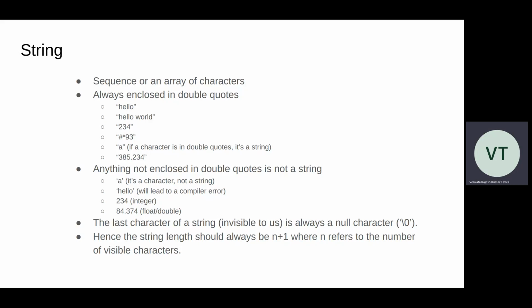Okay. So strings should always be enclosed in double quotes. All right. So these are all examples of strings. You know, normal English letters, they form a string. But if you put digits or numbers also in double quotes, it will be treated as a string. It will not be treated as an integer or a number. All right.